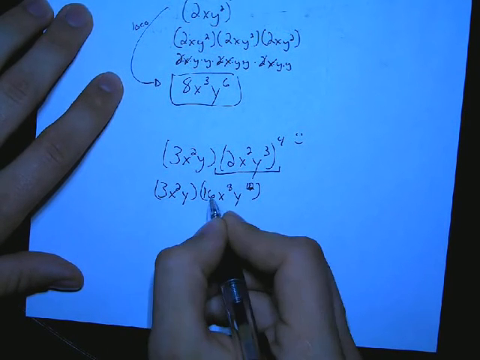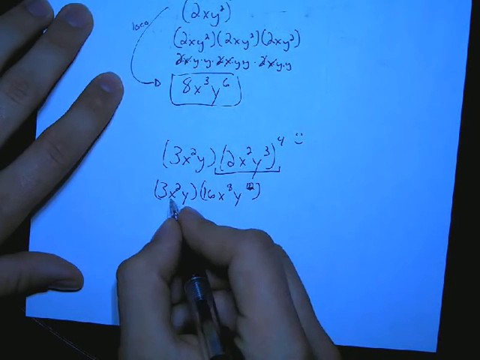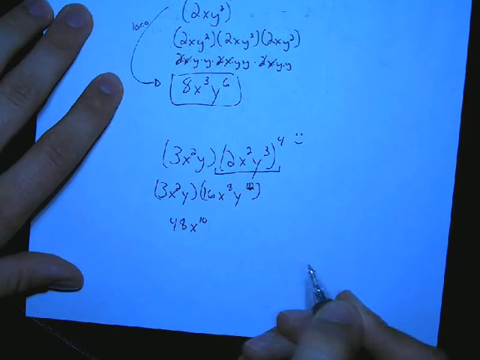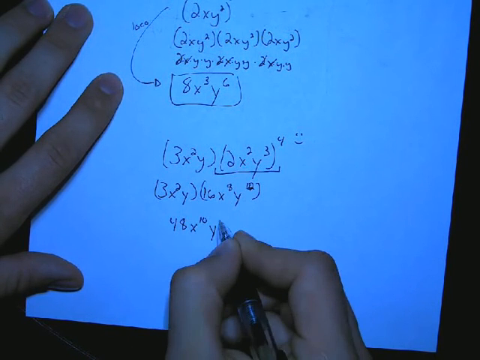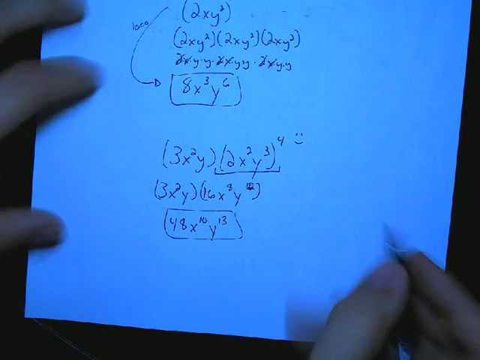And now we just have 3 times 16, which is 48. 2 x's here, 8 more multiplied in here, so a total of 10 x's multiplied together. 1 y here, 12 more here, a total of 13 y's. And that's monomial multiplication.